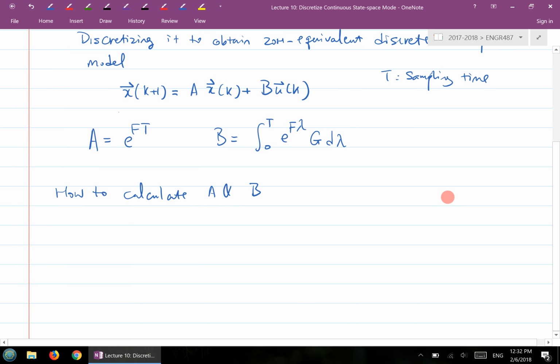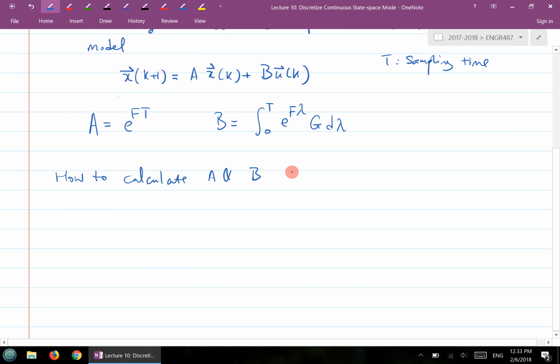So let's look at A first. A here is e to the power FT, and B has a very similar term, right? It's just e to the power F lambda instead of capital T. So it really boils down to what e to the power of FT is equal to. If we can find this, then we'll be able to find B.